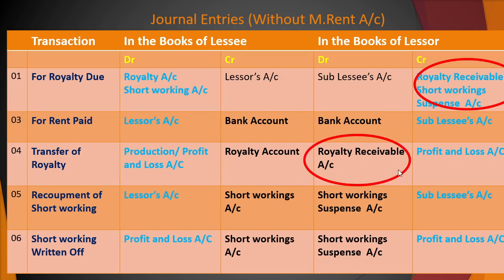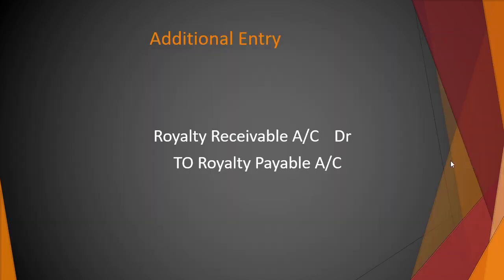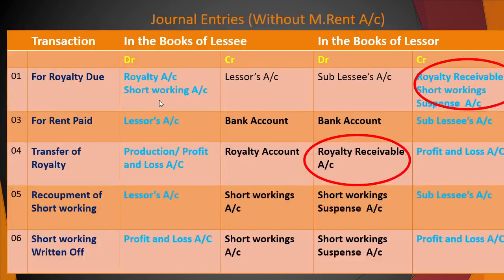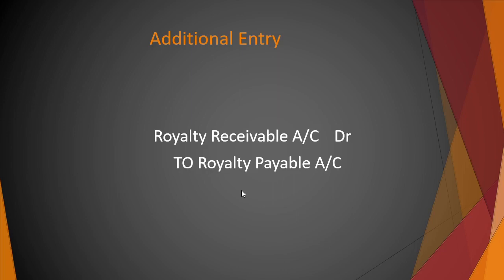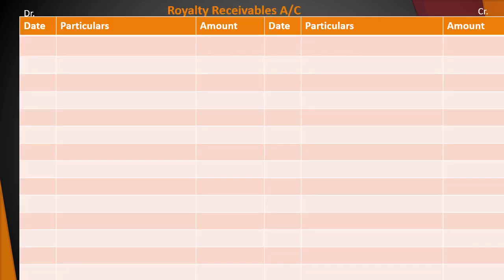Apart from these two basic journal entries, we have one more adjusting entry in between the lessee and sub-lessee. I hope you remember, it's a royalty receivable account to debit to royalty payable account. So we should remember the three journal entries, the royalty due, royalty transfer, as well as this adjusting entry. So let me do this royalty receivable account now.